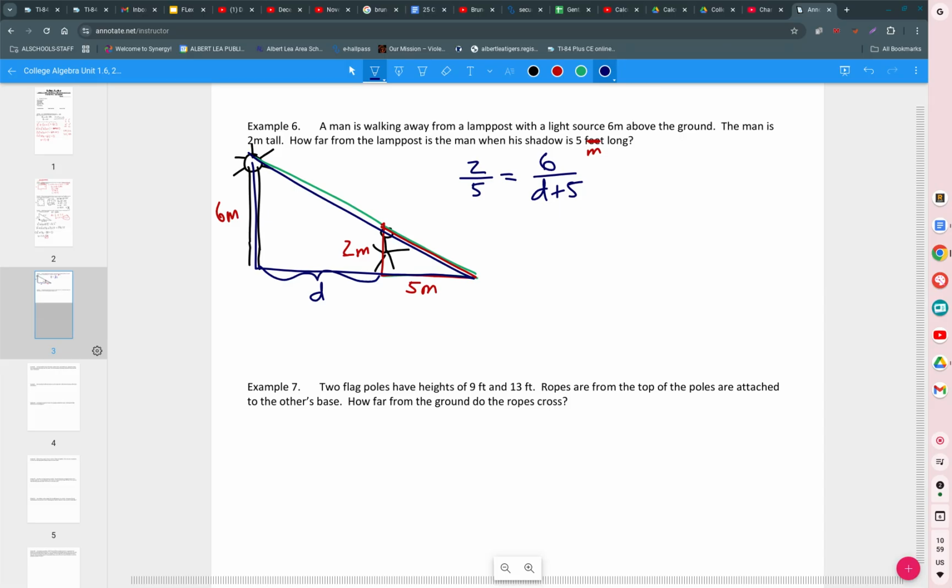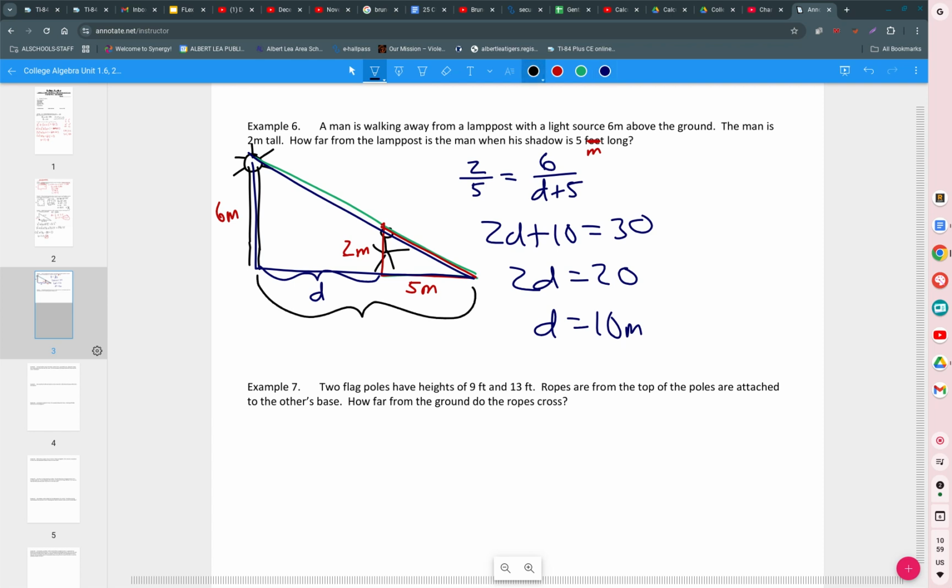We cross multiply. 2D plus 10 is equal to 30. We subtract the 10. 2D is equal to 20. D is equal to 10 meters. And I should ask myself, does that answer the question? Now, suppose that one of these boys over here said that we'll just use X to represent the whole distance. That would be fine. Then you would have to go back and subtract 5. See what I'm saying? So I came up with D equals 10.